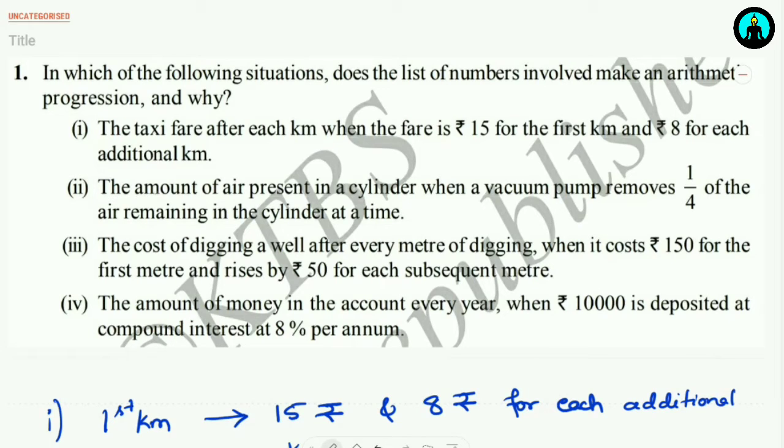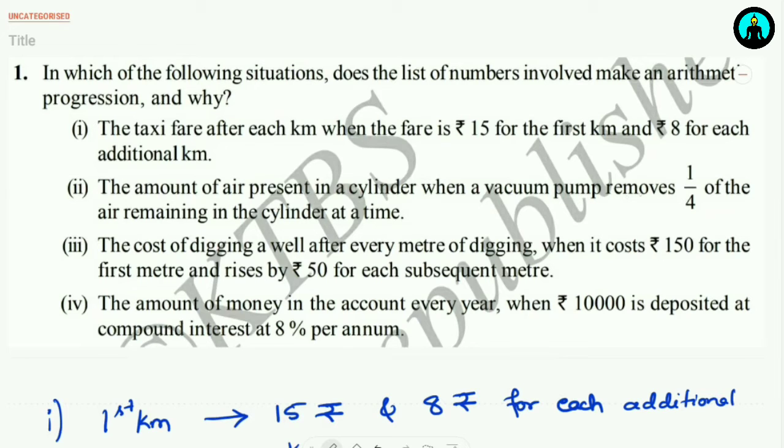Let us discuss the second part of question number 1. The amount of air present in a cylinder when a vacuum pump removes 1 by 4 of the air remaining in the cylinder at a time. This question discusses that if 1 by 4th of the air is removed by the pump each time, what will be the volume of air?